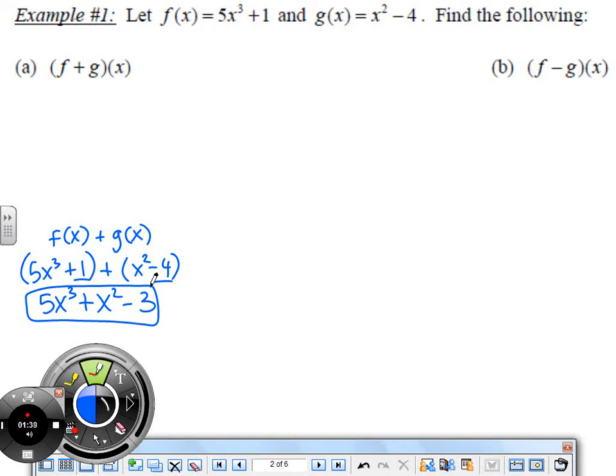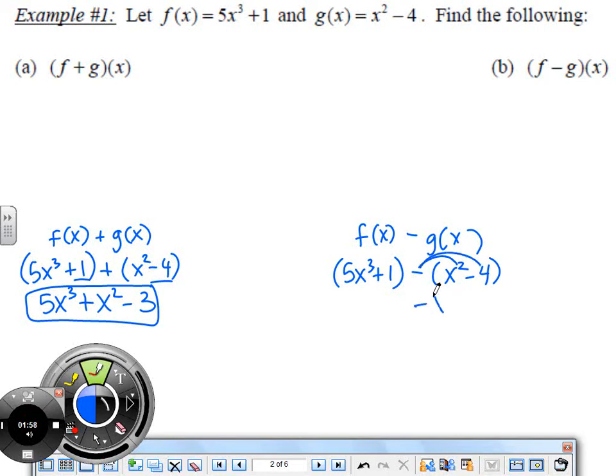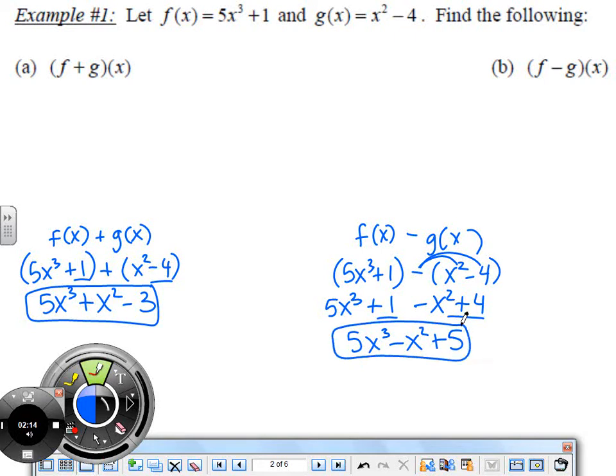We would follow the same rule for subtraction. When we follow the rule for subtraction, we're going to take f of x and subtract g of x. Make sure that we distribute that negative so we fully understand that this is a minus x squared and a plus 4 being combined with the other terms in the polynomial. Again, we have a cubic term, a quadratic term, and a constant term made by adding those two constants together. So this polynomial represents f of x minus g of x, or f minus g of x.